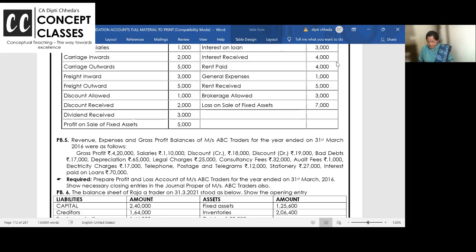Only you have to prepare the P&L account. GP on the credit side. How much is your answer? I have given you 5 minutes of homework. 5 minutes. Did you do it at home?